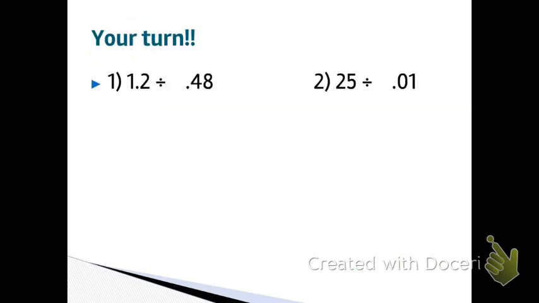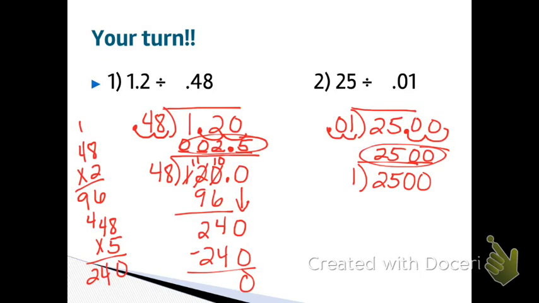All right, these two are in your notebook. If you will go ahead and work these 2 problems on your paper, and then we'll talk about them in just a second. Did you get my answers? Number 1 was 2.5. Good. And how about number 2? Number 2 you really didn't have to divide, right? Once you move the decimals over, there was no dividing needed because it's just 1 divided into 2,500. Well, 1 goes into anything that number of times, right? So it's just 2,500.